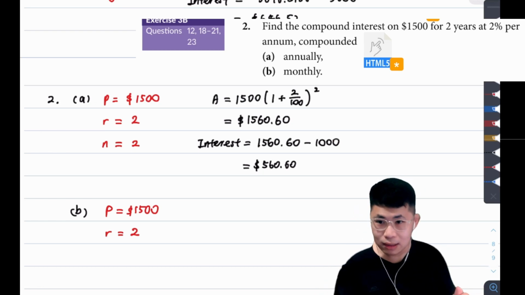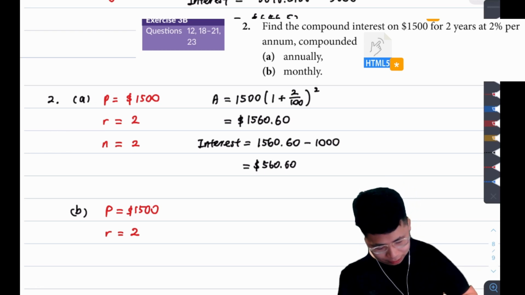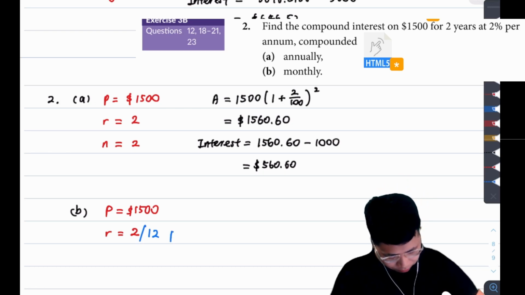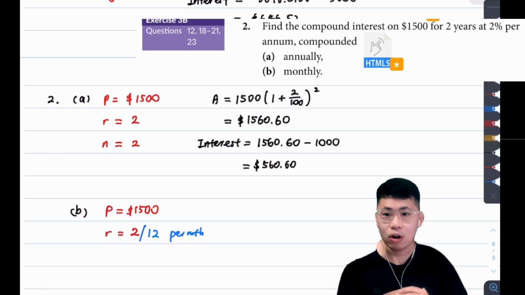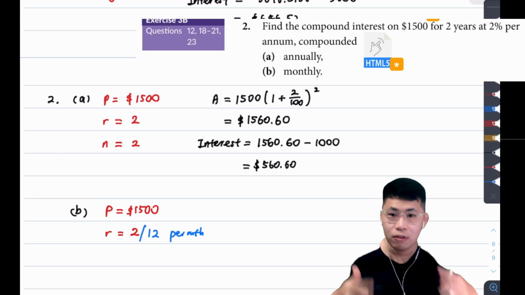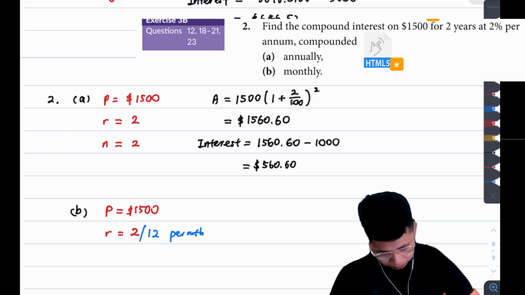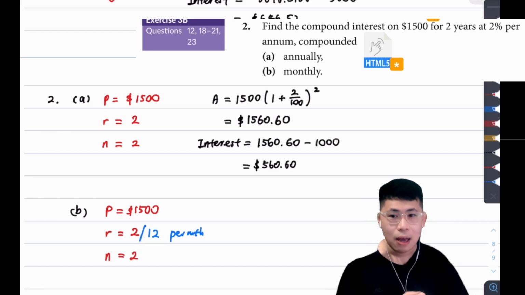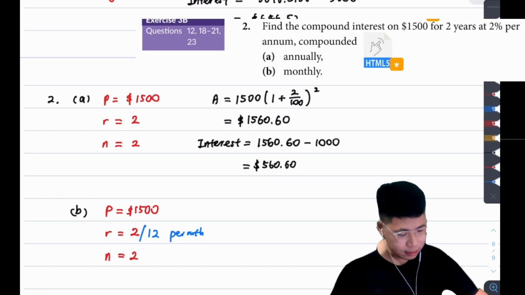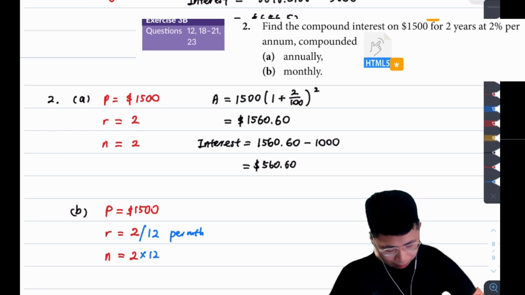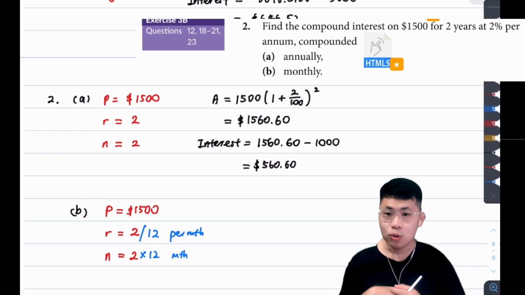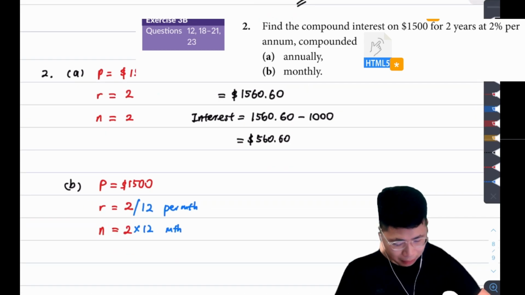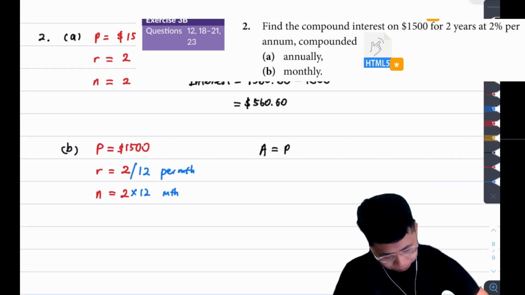So for every month, I'm going to have 2% divided by 12. Instead of per year, I need to convert this to per month first. So every cycle now will be every month. In the same way, N is also 2 years, but how many months are there in 2 years? Here I need to multiply by 12 months. So in total I have 2 times 12 cycles, or 2 times 12 months. So I'm going to plug this into the formula over here.